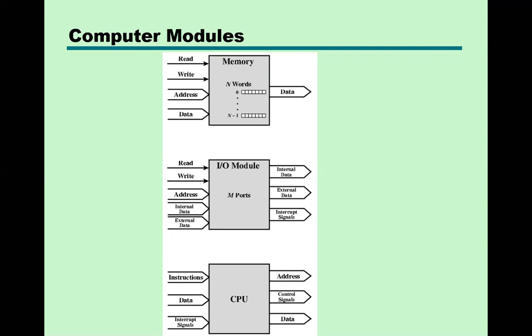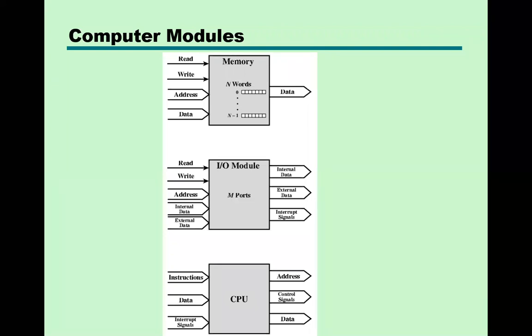External data means, for example, you are supplying the data from your keyboard, and internal data means whatever data is stored in the memory. So what will be the output from the input output device? Internal data and external data. Because for the output, for example, a monitor takes the data from the hard disk, so that is called internal data. And suppose you are typing through the keyboard and the monitor is displaying the same data, you can call it external data.